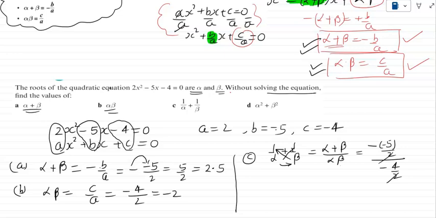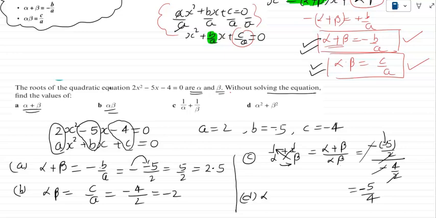Okay. So c is minus 4 over 2. This 2 and 2 will be cancelled out. This minus and minus will be cancelled out. What is left? 5 over 4. Okay. And remember, this minus sign left here. So we can put here minus 5 over 4. Is that okay? Right?